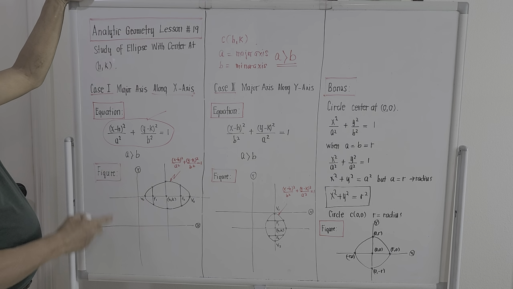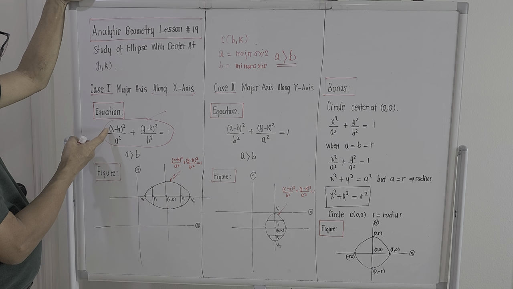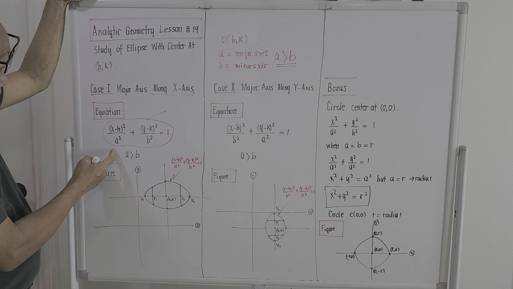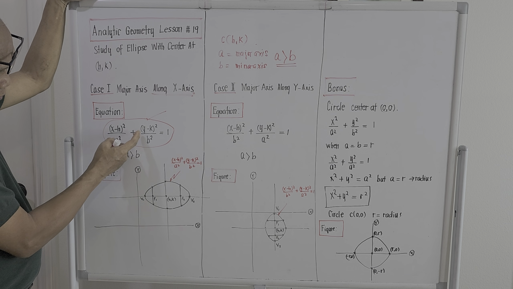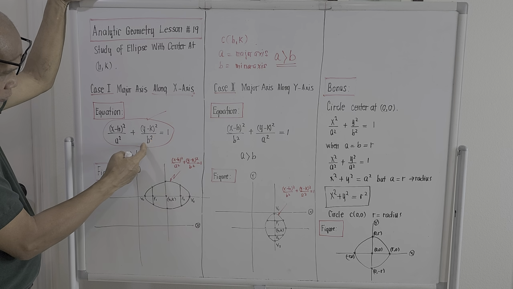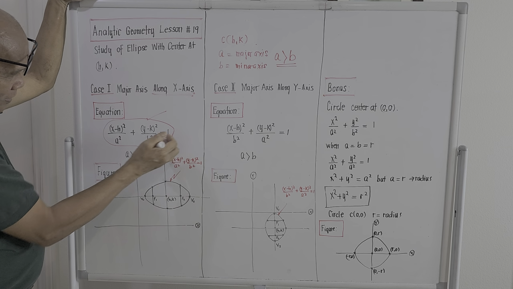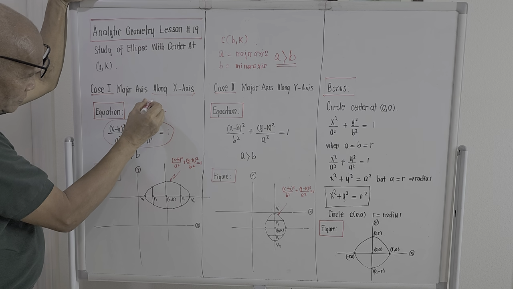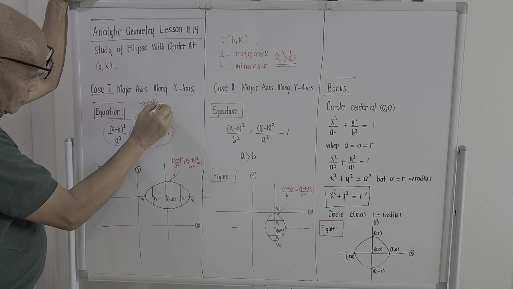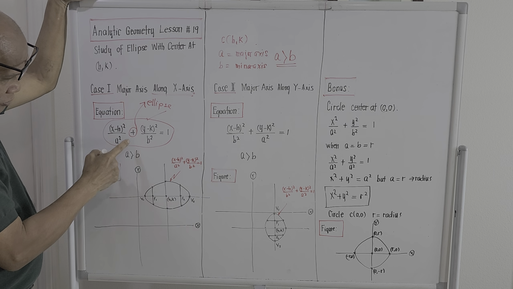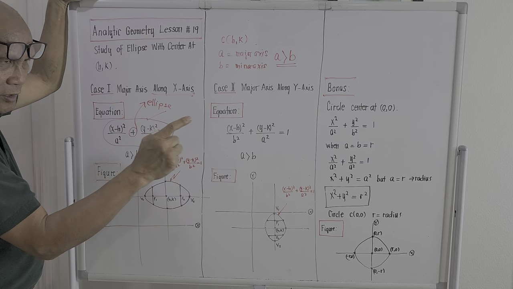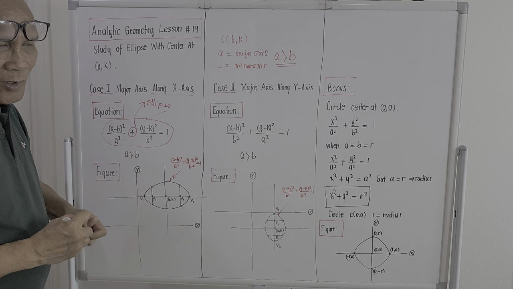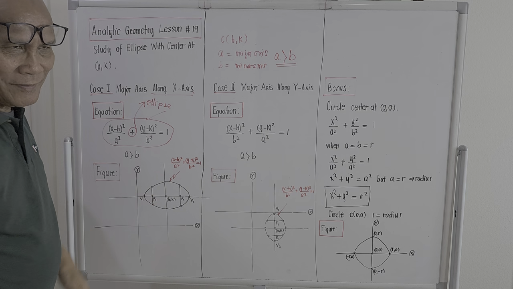So this will become (x minus h) squared over a squared plus (y minus k) squared over b squared, and this should be equal to 1. The sign here should be plus for an ellipse. Because just in case this is minus, it's not an ellipse. That will be a hyperbola. That will be our next topic maybe.